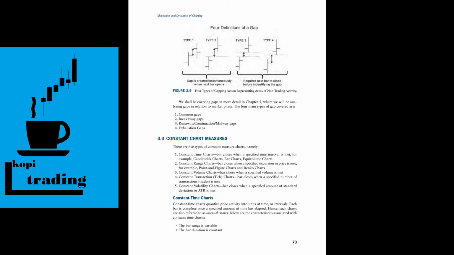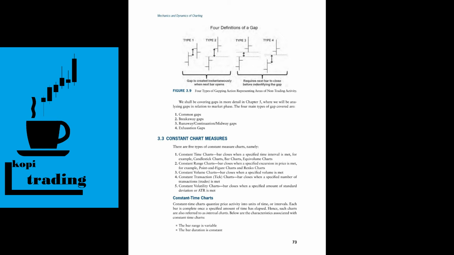4. Constant transaction tick charts. Bar closes when a specified number of transactions (trades) is met. 5. Constant volatility charts. Bar closes when a specified amount of standard deviation or ATR is met.